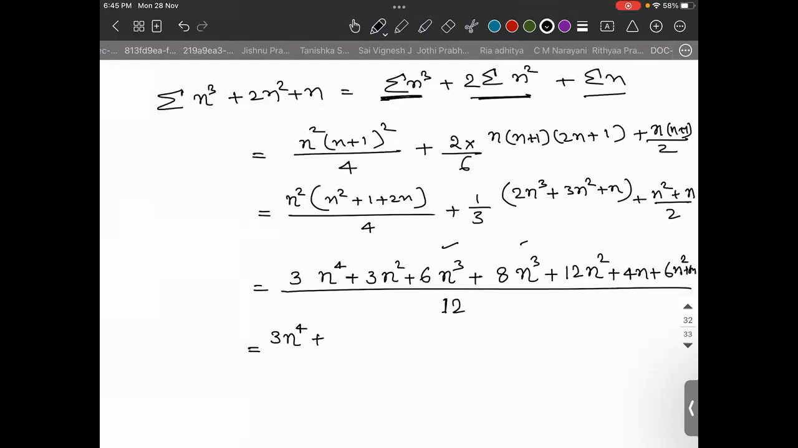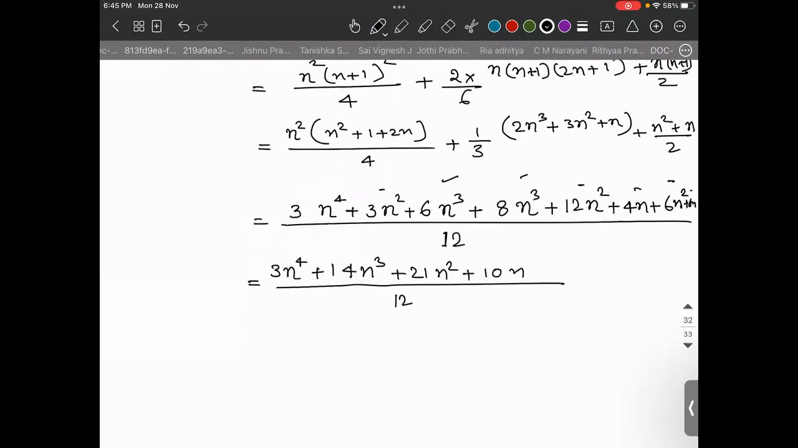These two are n cube terms. 8 plus this is 14 n cube. Now n square. N square is this, and this. 21 n square plus n, right? This and this 6 10 n upon 12. Fine. So this is what you are getting, isn't it? Let this be question number 1.